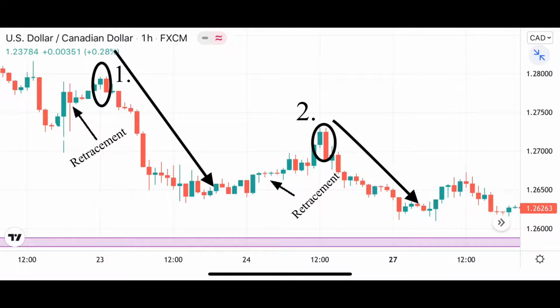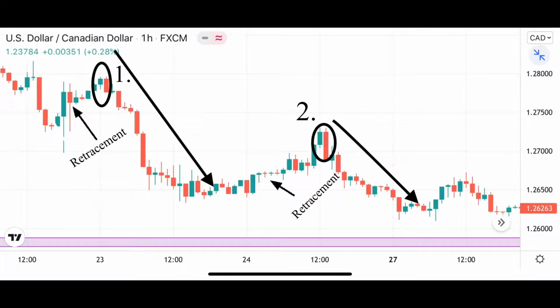So from here you can see that this trend is already in a downtrend, and so you can see that it retraced to where number 1, the point 1 is, and a bearish engulfing candlestick pattern formed, and then it came straight down and it retraced again to point 2, and then a bearish engulfing candlestick pattern formed again, and it came all the way back down.